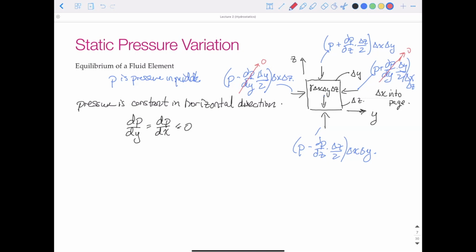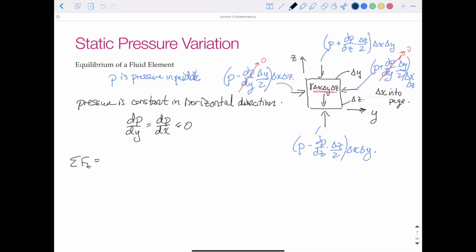So if we sum the forces in the y direction, we would just see that the p times delta x delta z minus p times delta x delta z is equal to 0. So that summation isn't really going to help us too much. So let's look at the z direction. In the z direction, we have the force due to gravity, so that's going to change. The dp dz is going to be related to the amount of material we have in between and the force of gravity.